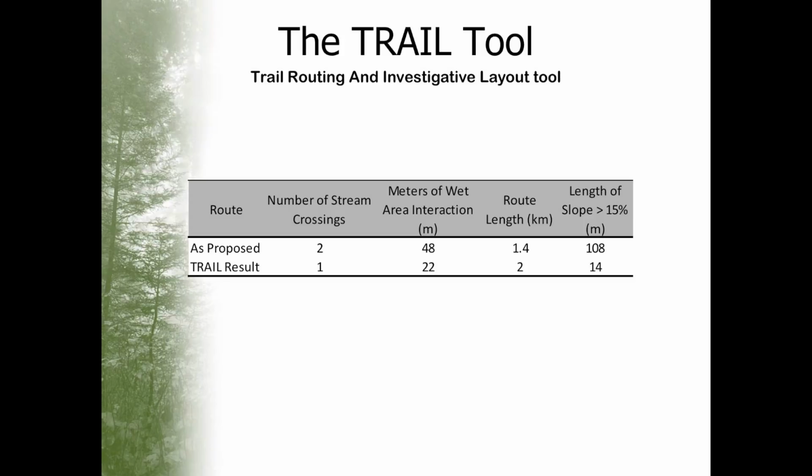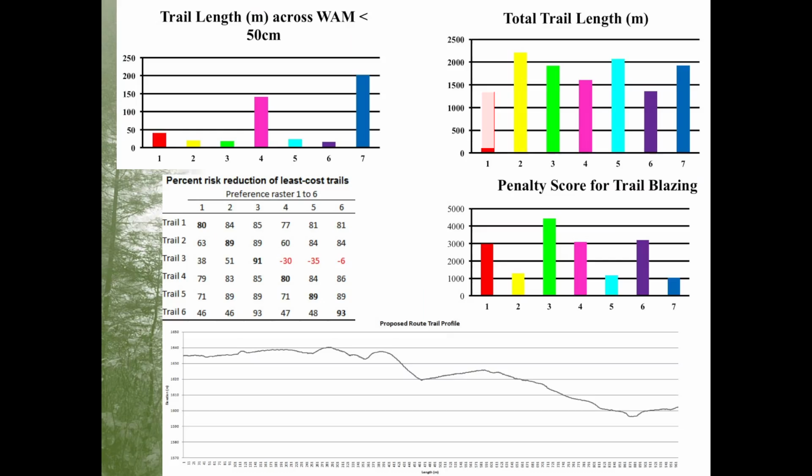And it depends on who you are. It's your call. Maybe you need to get there faster. This is just another example of some of the information that comes across. So I ran 7 trails through the model, and number 7 in this case was the as proposed. And then I tried different tinkerings with the model, and as you can see, WAM interactions, so less than 50 centimeter WAM, we were below every single time.